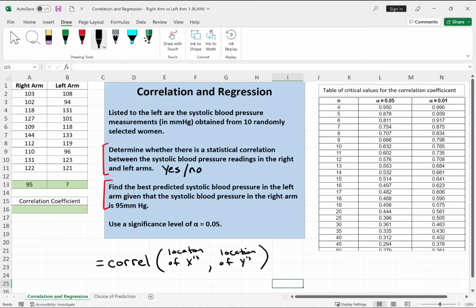Okay, in this example, the location of the X values is A2. So here are our X values here. A2 up through A11. So A2 colon A11, and the location of the Y values, those are the left arm measurements. So that would be B2 up through B11. Okay, so that's what we'll put in parentheses, and we'll just type that into this green cell under correlation coefficient.